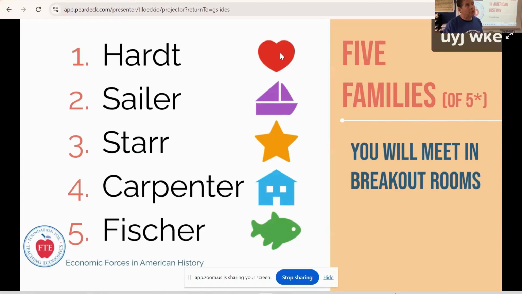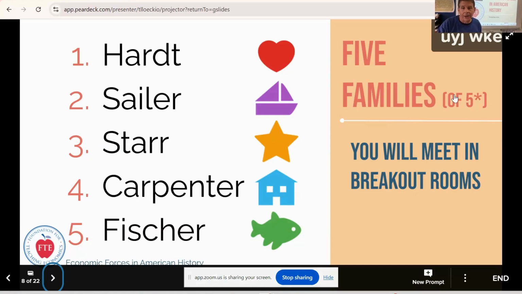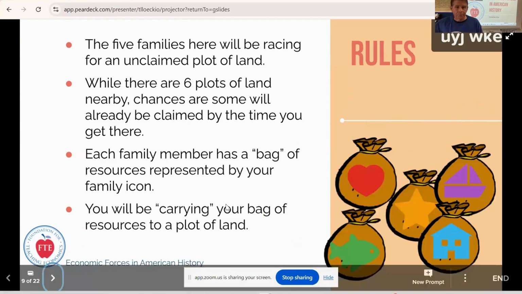And if you only move 3 or 4 hearts, well, you're making it hard to have the most resources on any particular square. So this key right here, you're going to be role-playing 5 people in the family. That means you are entitled to 5 of every shape, whichever family you get assigned to. And so all of these are little jokes, right? Sailor and star and carpenter and fisher. If you know your family name, you know what symbol you're going to be moving.